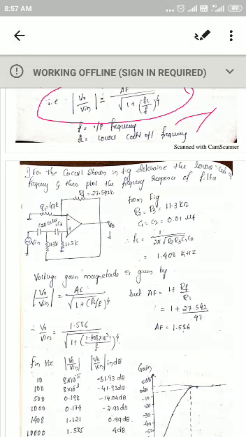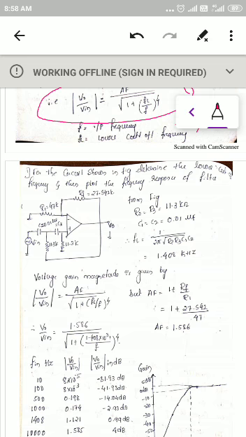Based on this we have a problem on the second order high pass Butterworth filter. Just refer to the problem statement. For the circuit shown in the figure, determine the lower cutoff frequency and then plot the frequency response of the filter. The circuit is given and all the parameter values are also given here: RF, R1, the capacitance value, everything.